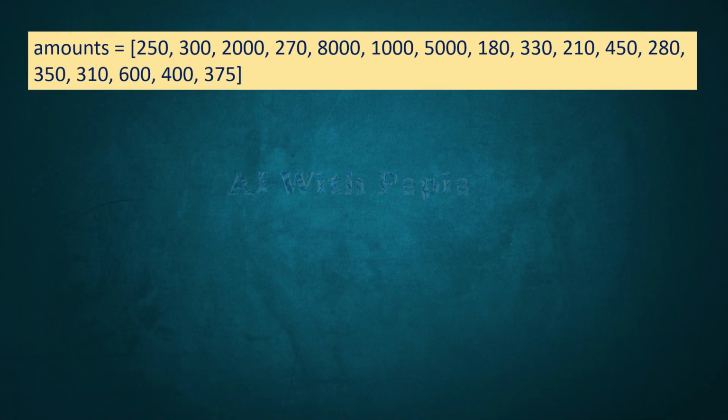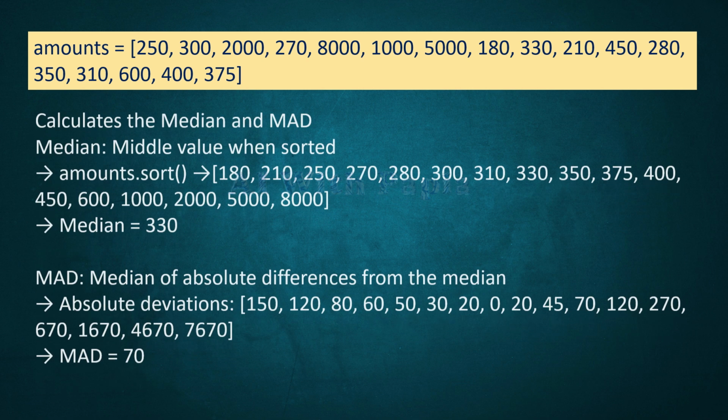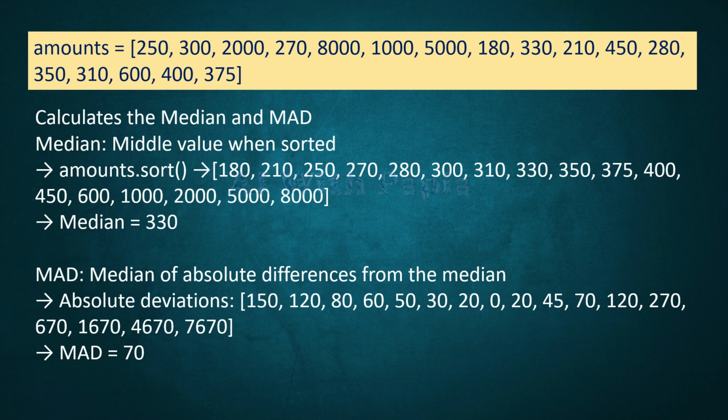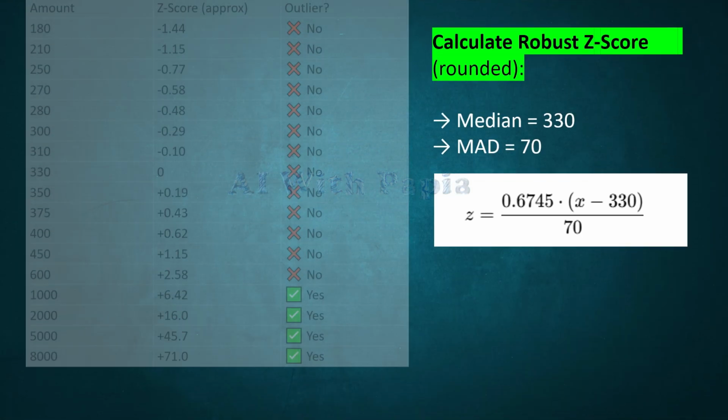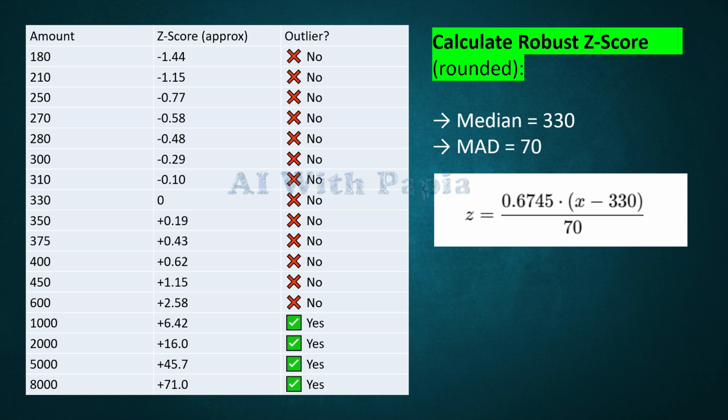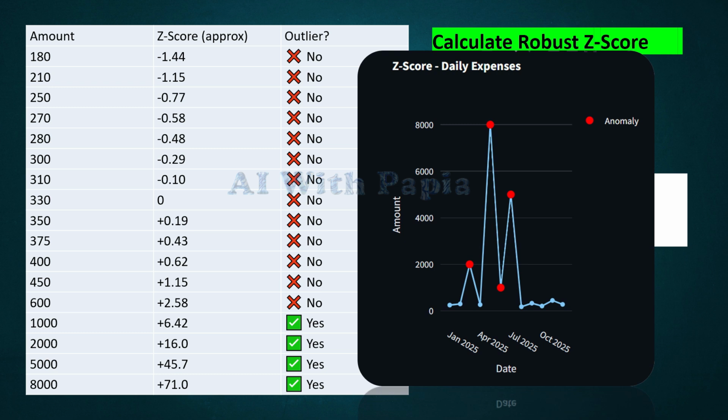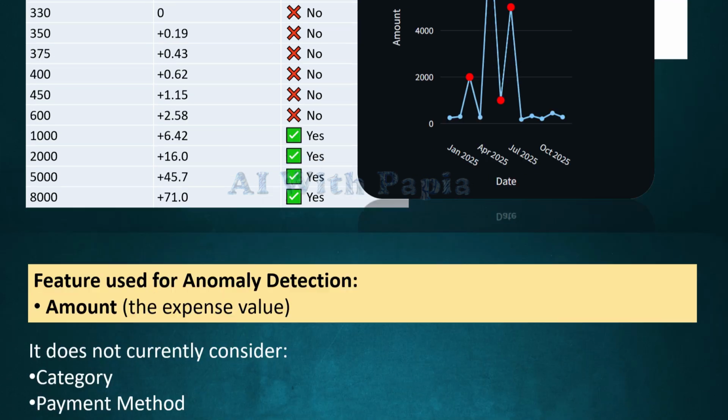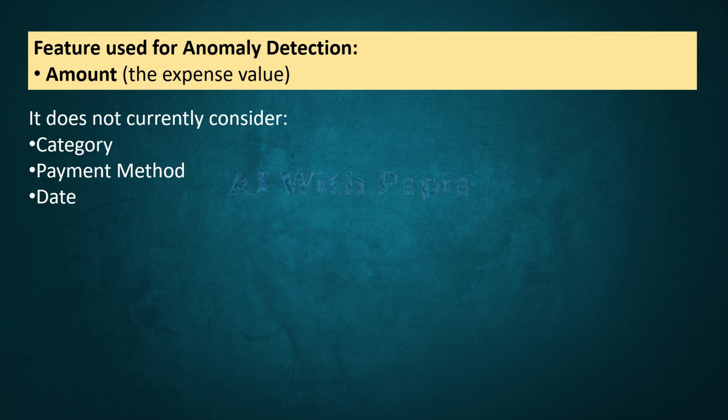Now this is the second data set, the amount section, and this is the calculation part, so you can just pause and look at it. I have included it here, and this is the outcome: 1000, 2000, 5000 and 8000. These are the anomalies the robust z-score detected. And this is the screenshot from my app, where you can also see the red dots where the detection is done.